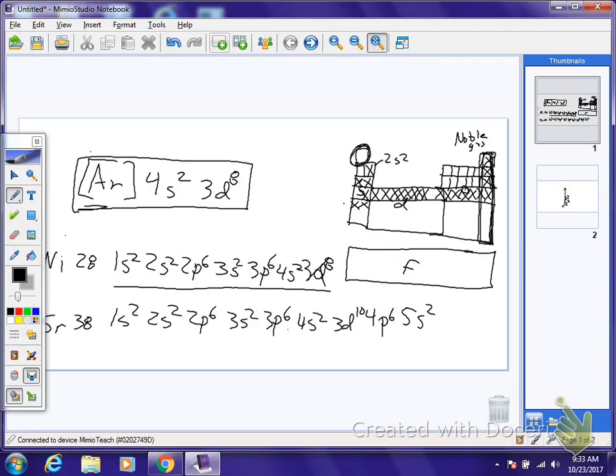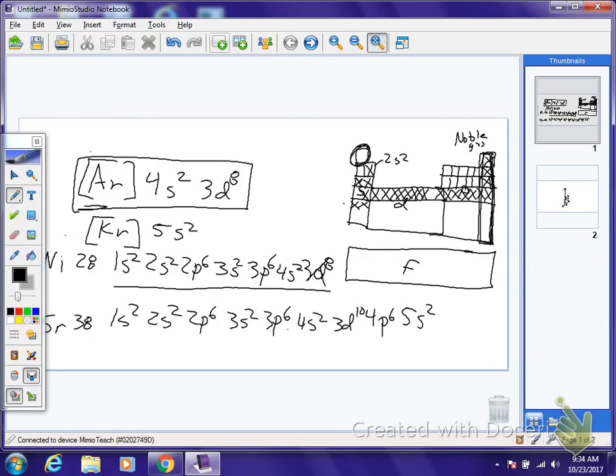So let's do strontium. Where do we start for strontium? What noble gas do we need to pick for strontium? Krypton. So I'm going to go Kr, and I'm going to start from Kr. What would be my starting point? 5s2. And then I'm done, right? Isn't that a whole lot easier? And why is that important?